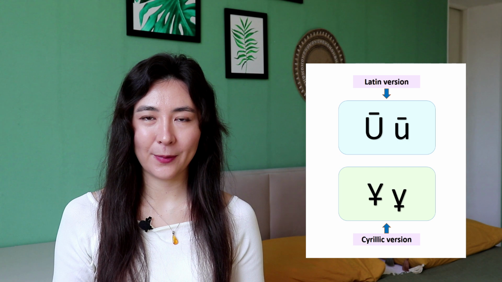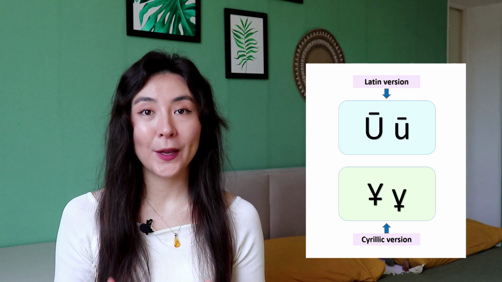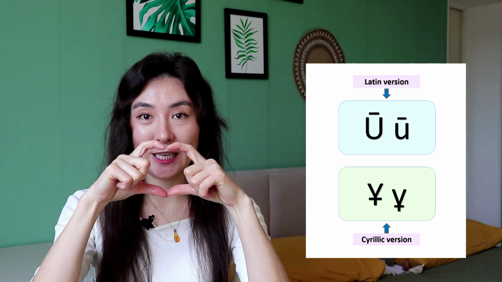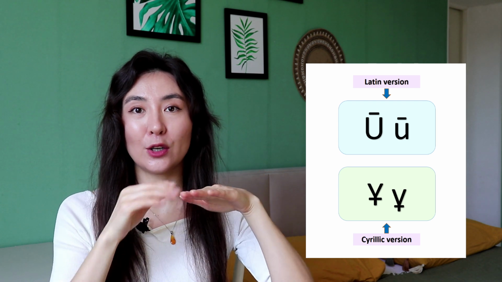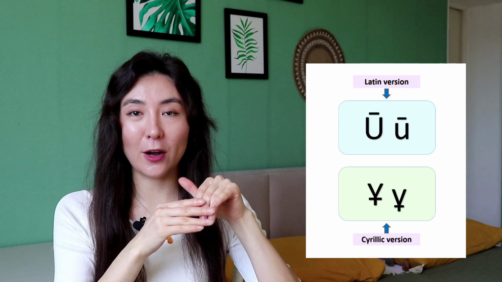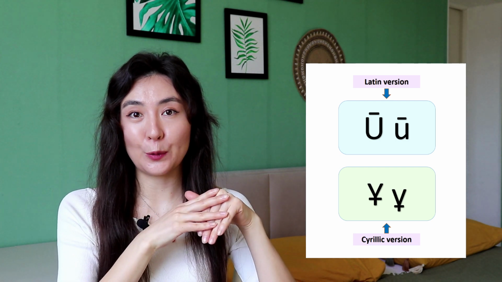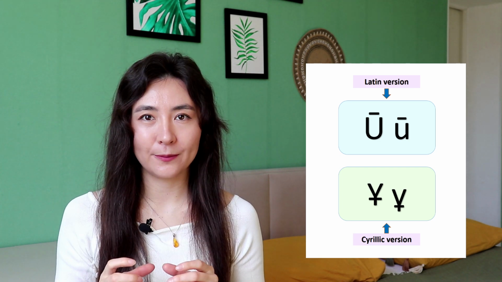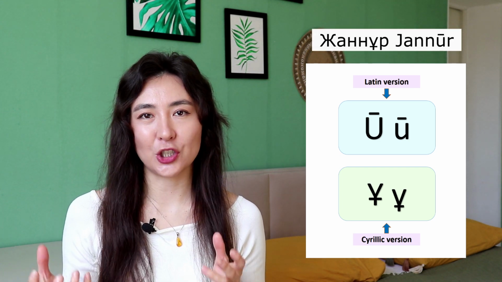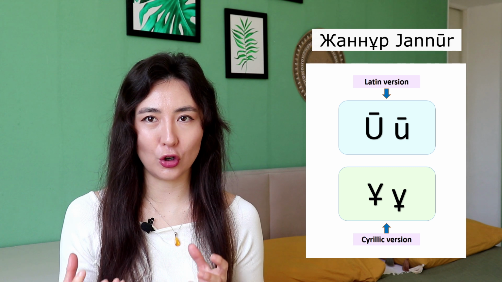O. When you pronounce O, your lips are square like this, O. And then your tongue goes down this part and then that part too. So the sound should be hard. O. Like in my name, Zhannur. O.